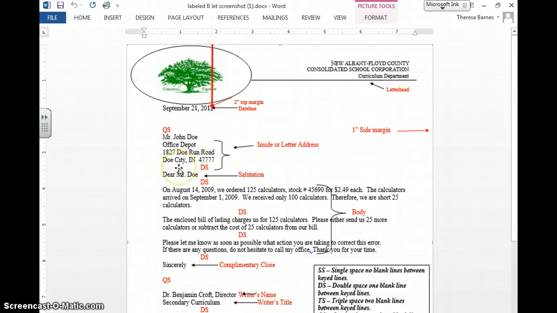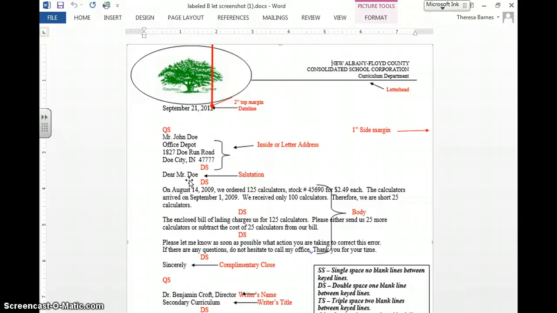After that, you double space, and then comes the salutation. The salutation is like a greeting, and generally it starts with dear. The only time I would not use dear would be if you were using to whom it may concern, because you don't know the name of the person, you don't know whether it's a male or a female. If you know the name of the person, always use their name. Don't use their first name because that's too familiar, but use their last name.